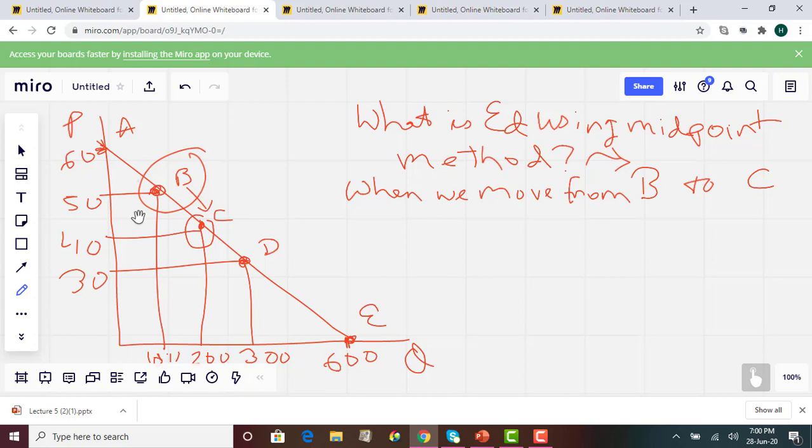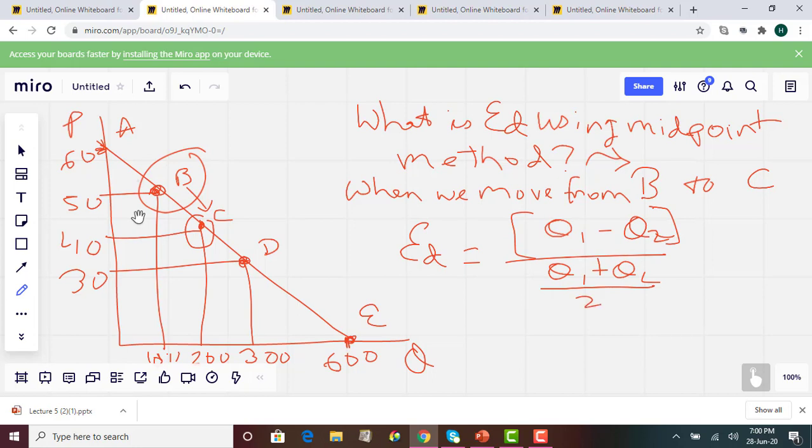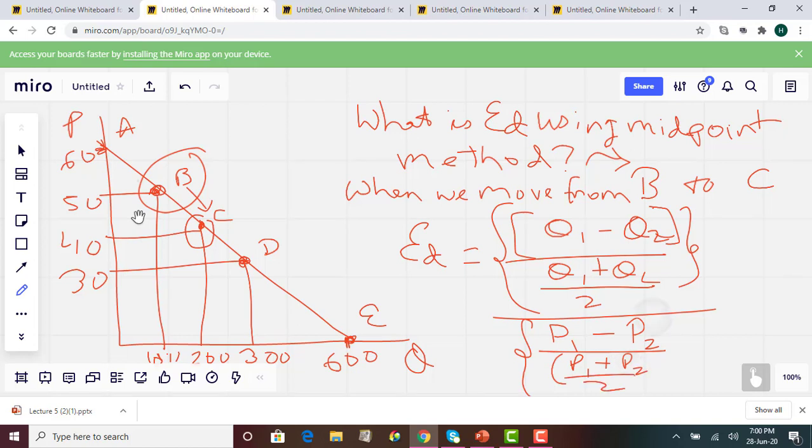Again, we know the formula. ED using the midpoint method is Q1 minus Q2 divided by Q1 plus Q2 divided by 2 on the numerator. Then on the denominator we have P1 minus P2 divided by P1 plus P2 divided by 2, and we take the absolute value of this number.